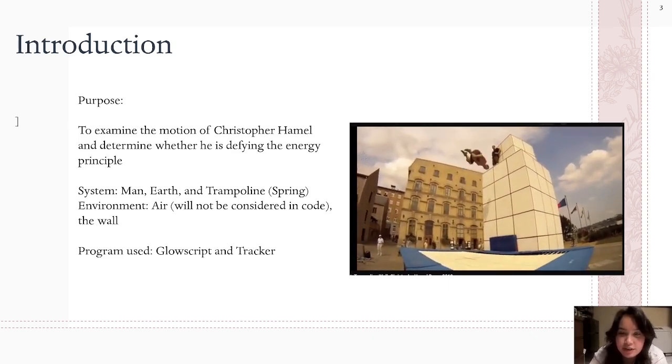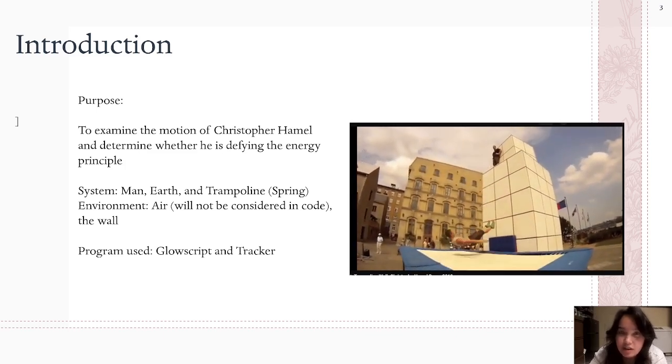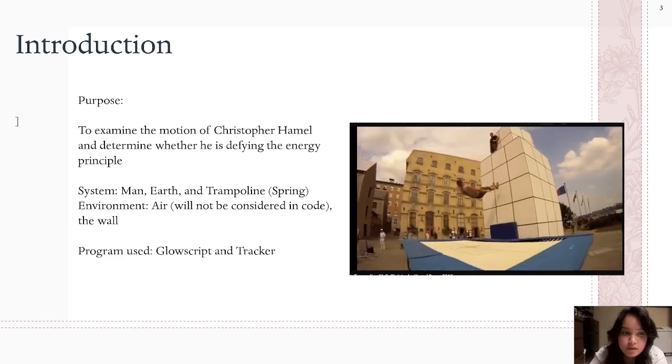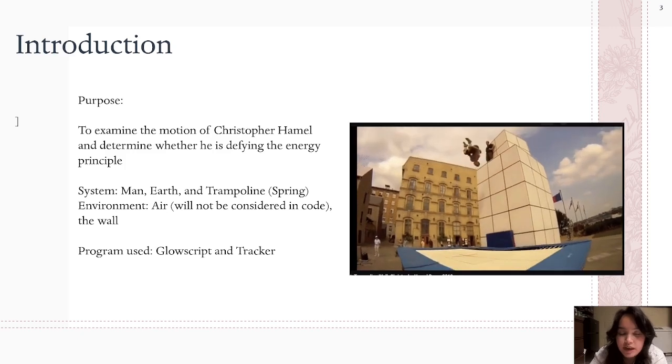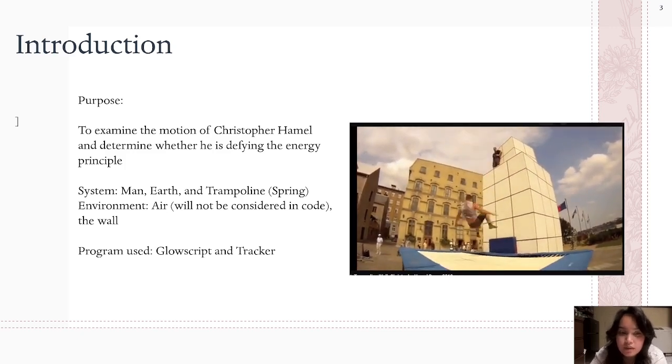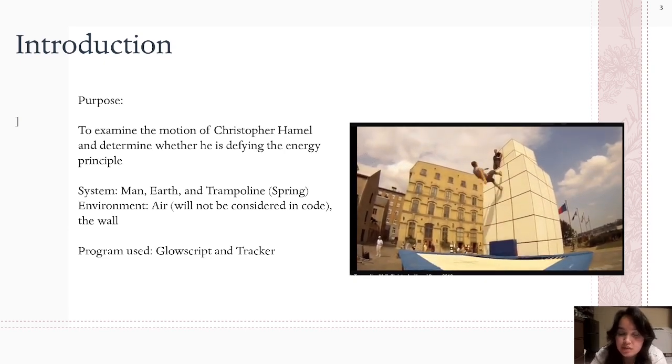On the right-hand side, you can see the video that was chosen, and it appears as though he is bouncing on a trampoline, but he's also touching the wall. So for this system, we have the man, the earth, and the trampoline, but then in the environment, we have air and the wall. These will not be considered in the code, however, and the programs that I used were GlowScript and Tracker.